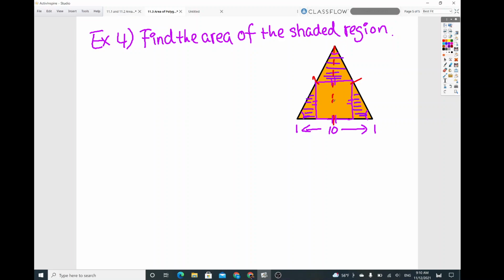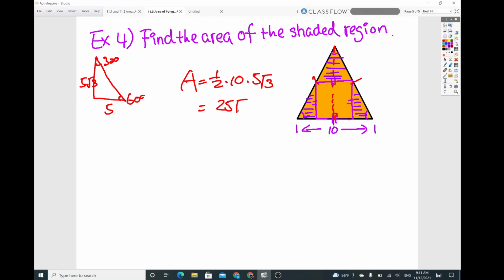This one would be the height. Take half of that triangle, so we got 5. This one would be 30, then this one would be 60. Using the special right triangle, the height would be 5√3. So find the area of the triangle first: 1/2 times the base, 10, times 5√3. That is pretty straightforward, just 25√3.